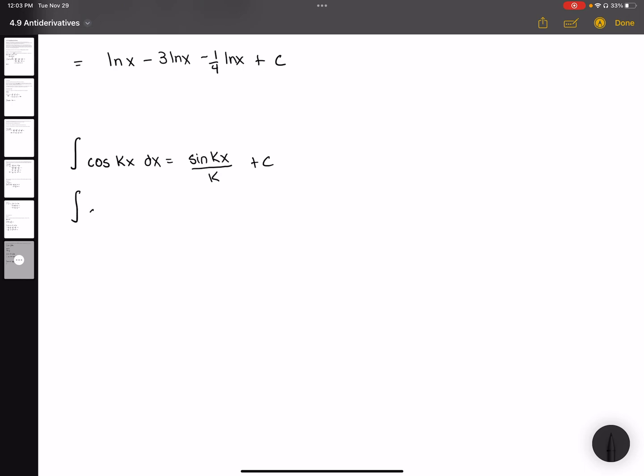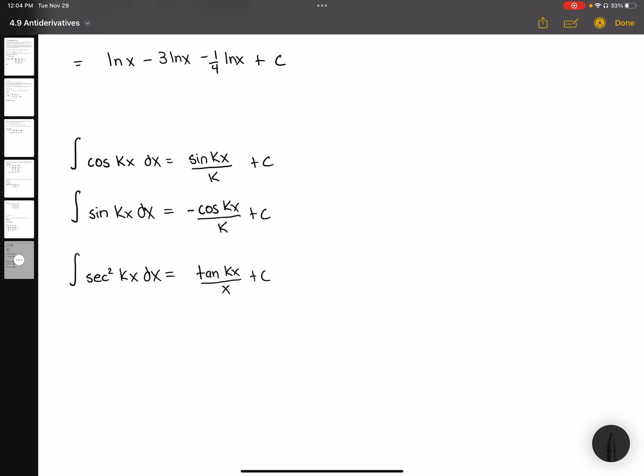The antiderivative of sine kx dx: whose derivative is sine? The derivative of cosine is negative sine, so the derivative of negative cosine is positive sine. So this is going to be negative cosine kx over k plus c. And what other ones do we know quickly? Secant squared kx dx. Whose derivative is secant squared? That's going to be tangent, so it's tangent kx over k plus c.